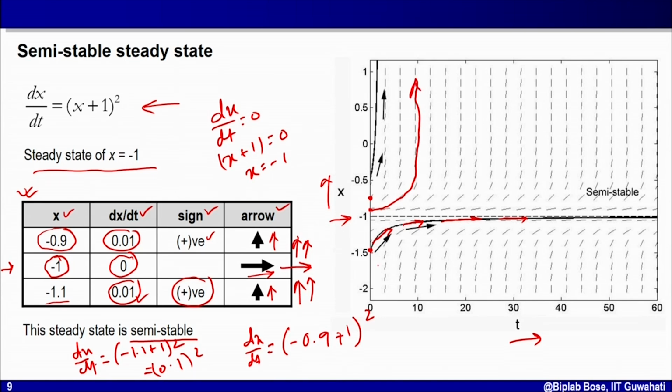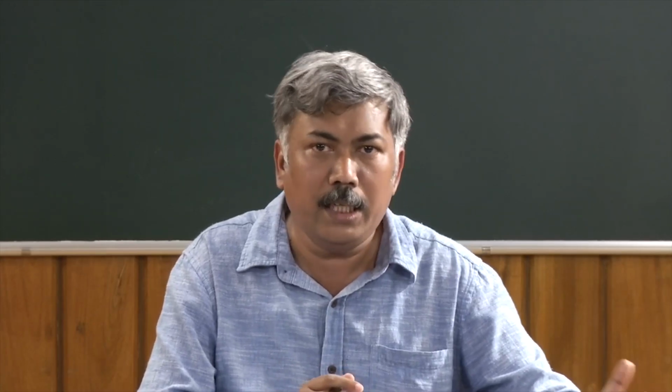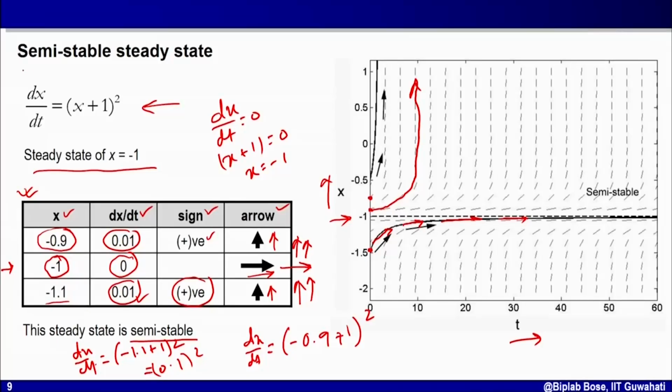So if I start from the lower value, I collapse at the steady state. If I start from a higher value, I move away from it. So from one side, it has stable type behavior. From the other side, it has an unstable behavior. That's why this is called a semi-stable steady state.